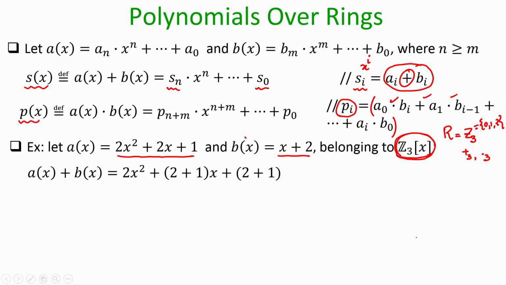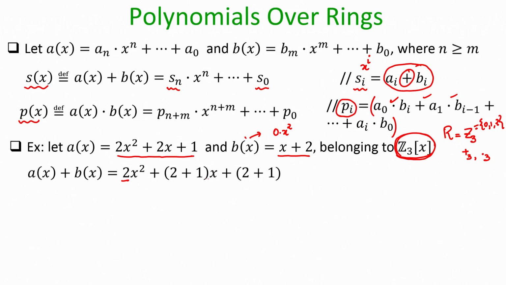So, now let us see the result of the summation of these two polynomials. If I sum these two polynomials, you can imagine that in B of x there is no term with x square. So, you can implicitly assume that you have 0 times x square present. So, the coefficient of x square in the sum polynomial will be 2 plus 0 modulo 3, because the plus operation is plus modulo 3. So, 2 plus 0 modulo 3 will give you 2.